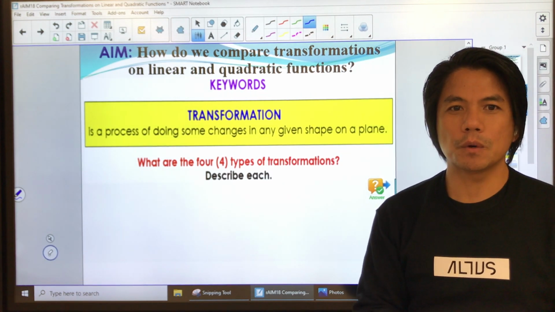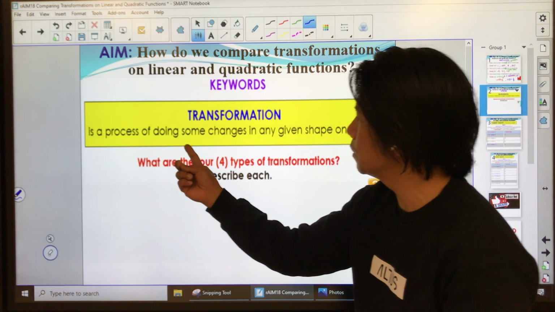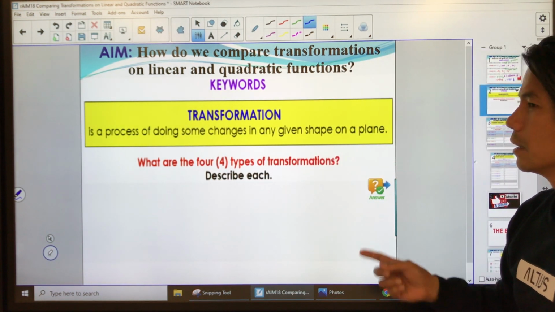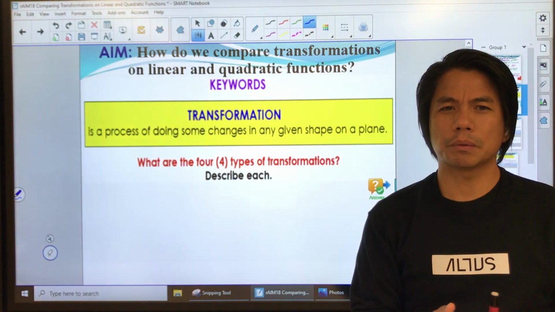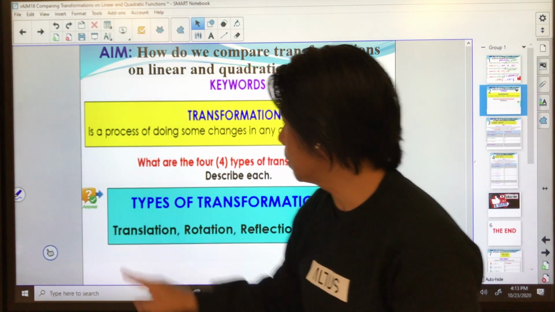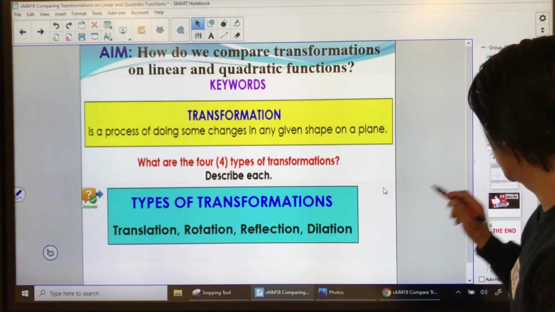Today we have two keywords. One is transformation. Transformation is a process of doing some changes in any given shape on a plane. So what are the four transformations that you know? So I describe it. The four transformations are translation, rotation, reflection, and dilation.